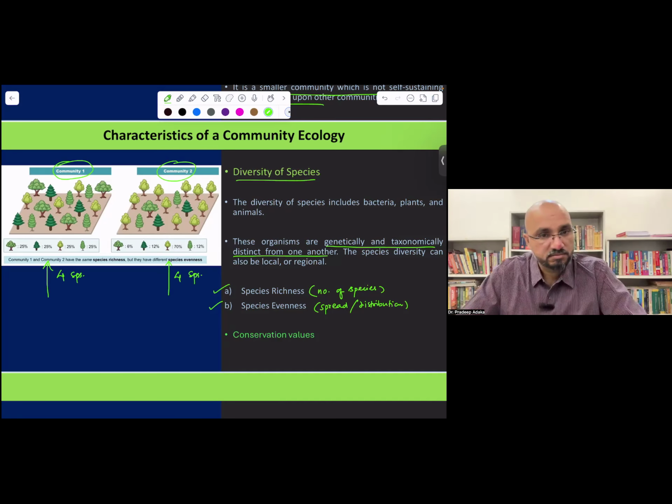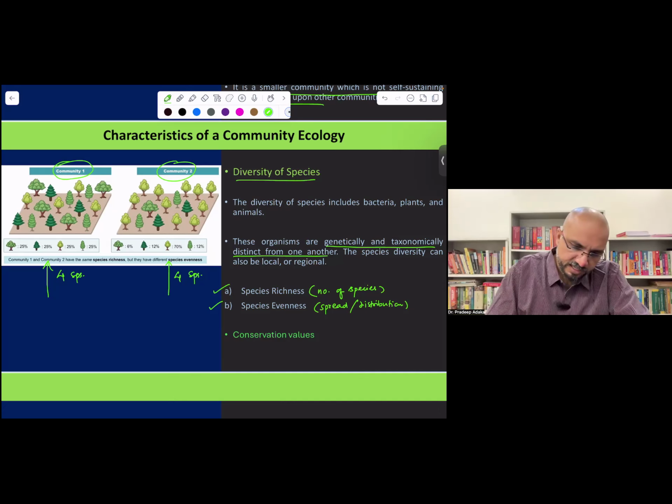So when we talk about species richness, both the communities are equally rich. Both of them have 4 species. We were talking about the number of species. So species richness wise, both the communities are the same. Community 1 and community 2 have the same species richness. They're equally rich.